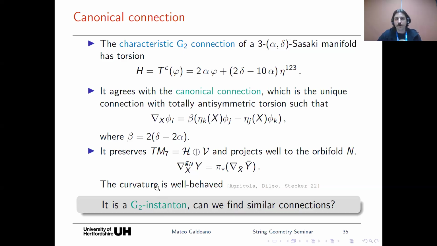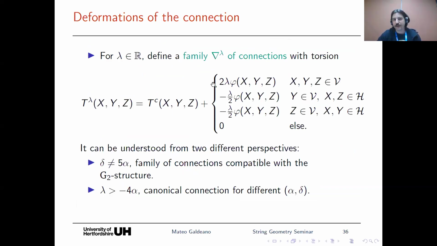So what can you do once you have a connection that is well behaved? Well, I think the most natural thing to do is to try to deform it and see how much wiggle room you have to find similar stuff. So this is what we did. We took our torsion that we knew worked very nicely, and we defined a family of connections just using the G2 structure.